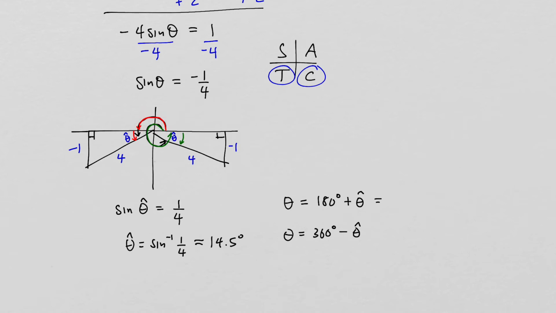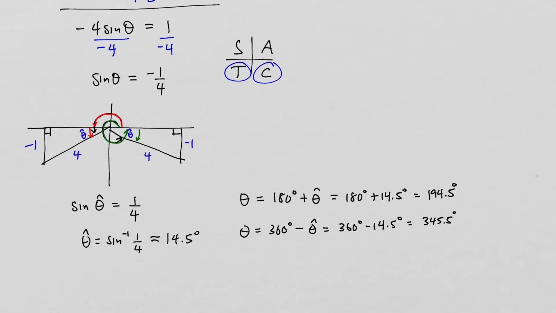So one value of theta will be 180 plus 14.5 degrees, and this is 194.5 degrees. And the other possibility is 360 degrees minus 14.5 degrees, and this is 345.5 degrees. And so these are the two approximate solutions for this equation.